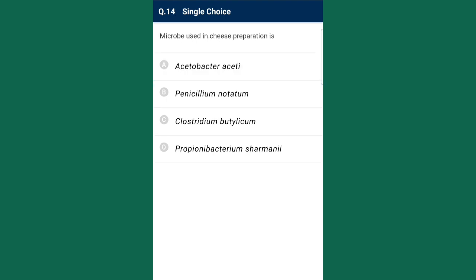Question number 14. Microbe used in cheese preparation is. Members of genus Propionibacterium shermanii are widely used in the production of vitamin B12, tetrapyrrole compounds and propionic acid, as well as in the probiotics and cheese industries. So the answer is option D, Propionibacterium shermanii.